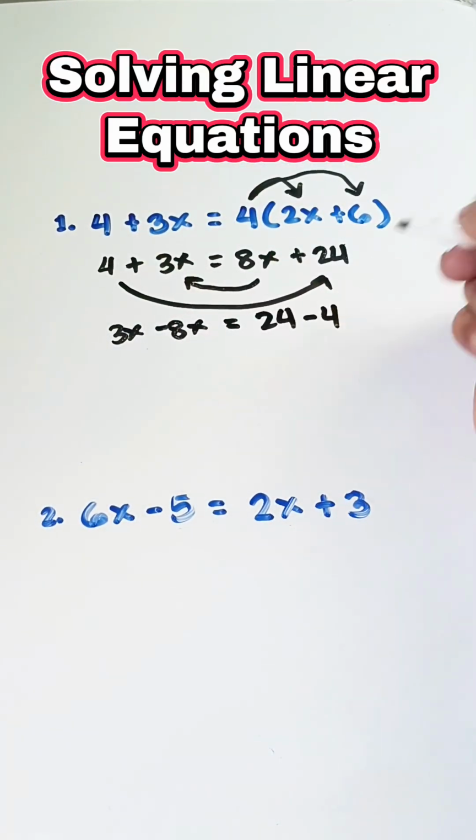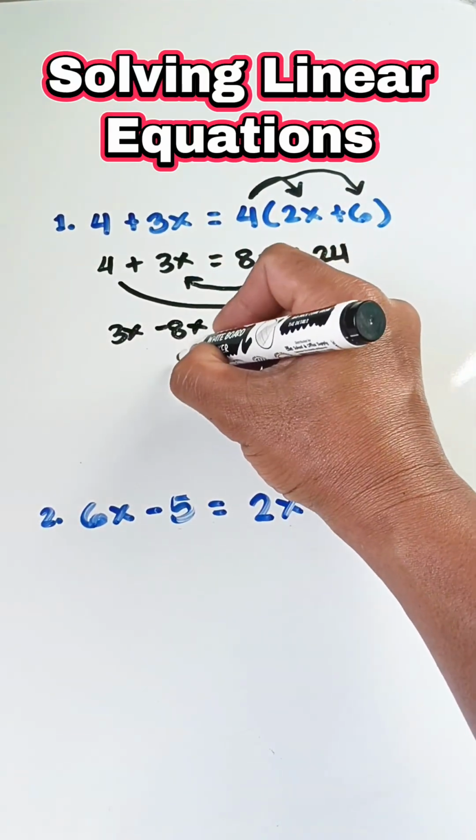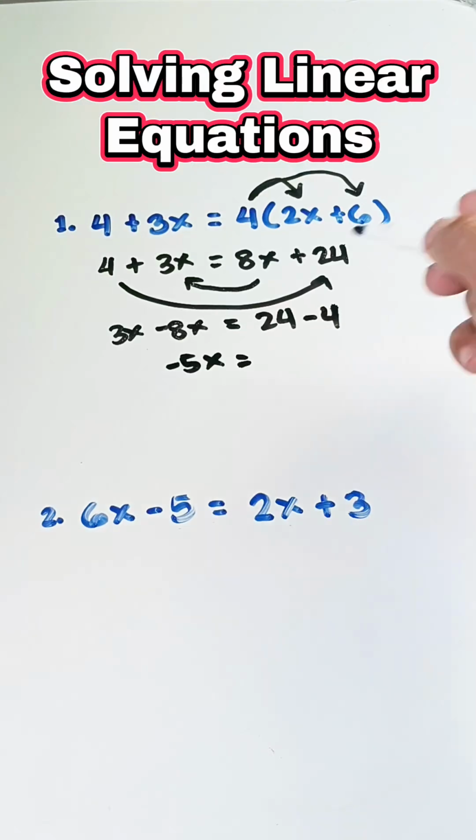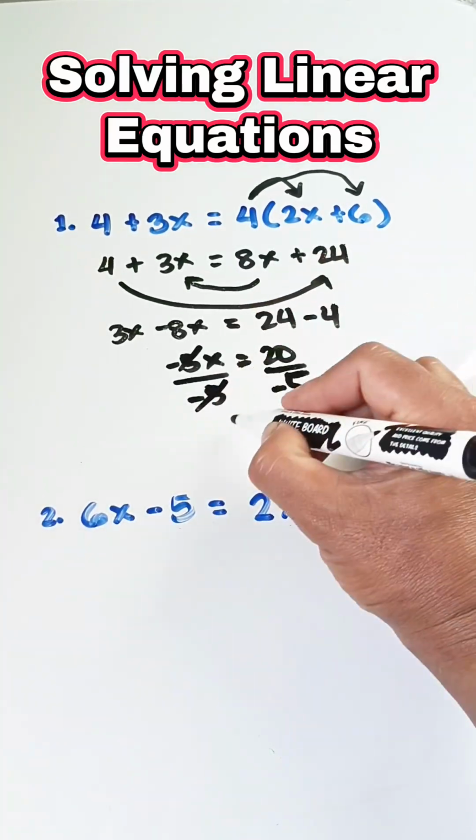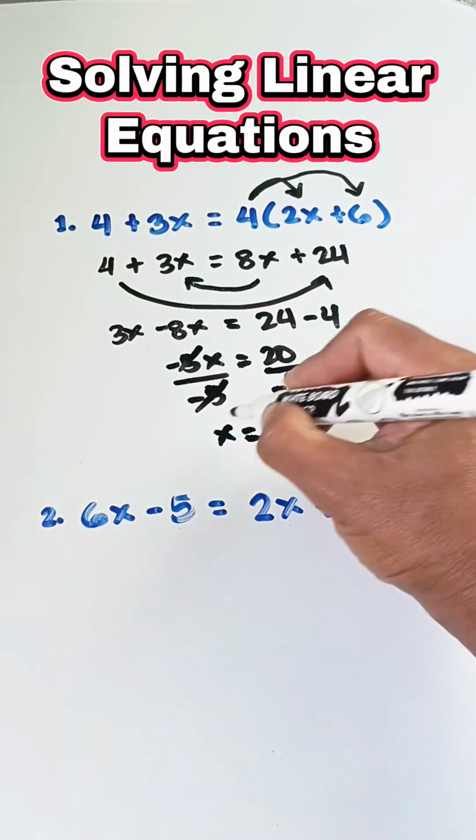Positive 4 will become negative 4. Then 3x minus 8x is negative 5x. 24 minus 4 is 20. And then divide both sides by negative 5. Negative 5, cancel negative 5. X is equal to negative 4.